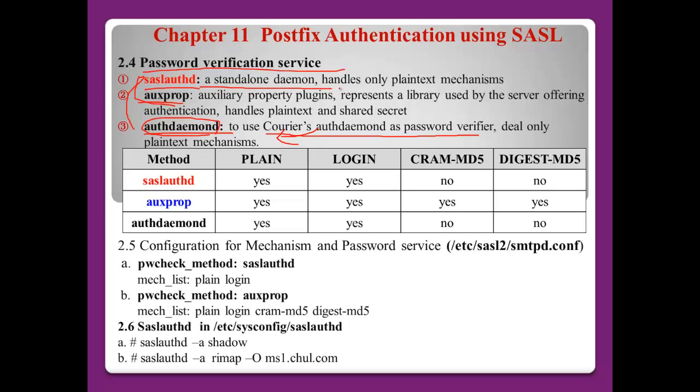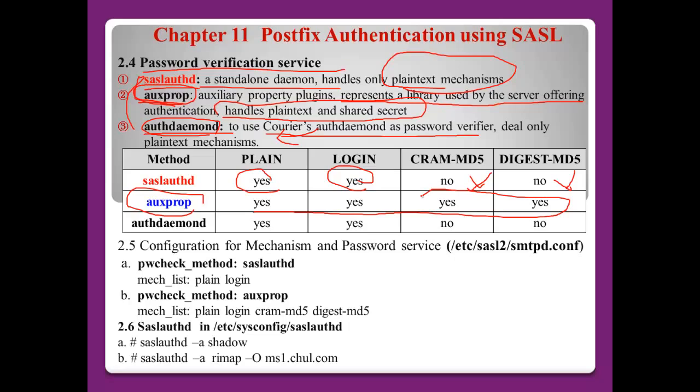The saslauthd is a standalone daemon, and it normally handles only the plain text mechanism. If we want to use MD5, then we have to use auxprop. This represents the library used by the server offering authentication, and it supports plain text and shared secret together. Here there is a chart to explain this. saslauthd supports plain and login but does not support MD5, because MD5 uses the shared key between client and server. And auxprop supports plain, login, CRAM-MD5 and DIGEST-MD5 as well, to use the shared secret key.